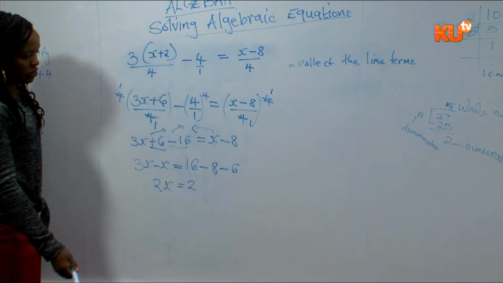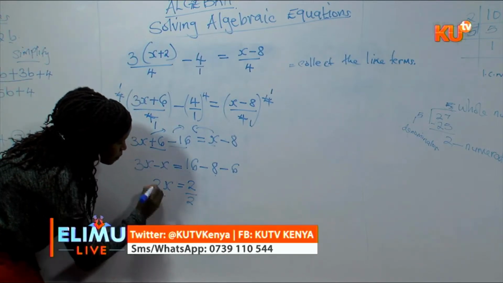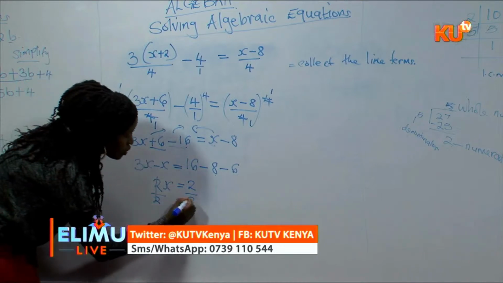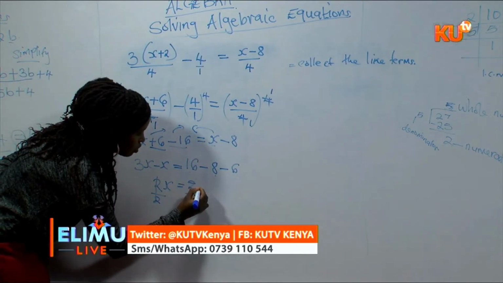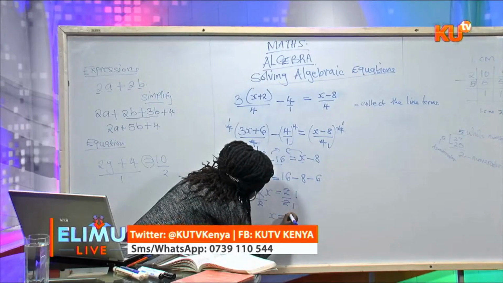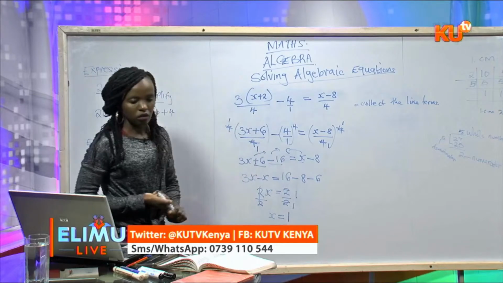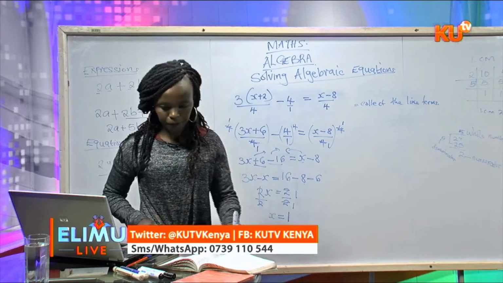Then we get the value of x. We divide both sides by 2. The value of my x is going to be 1. So I hope we are together.